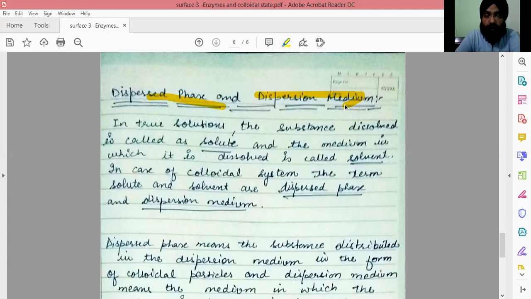So this is all for now. We'll do classification of colloids in the next session, right?